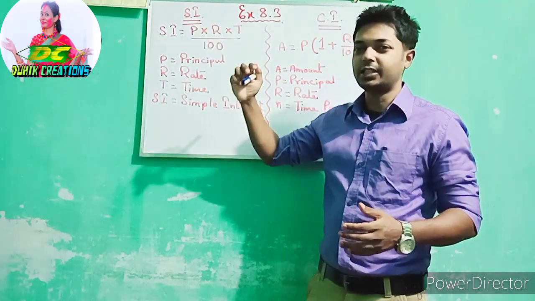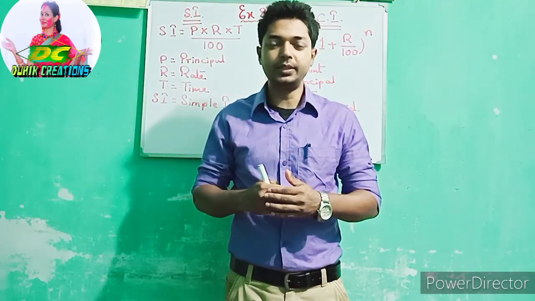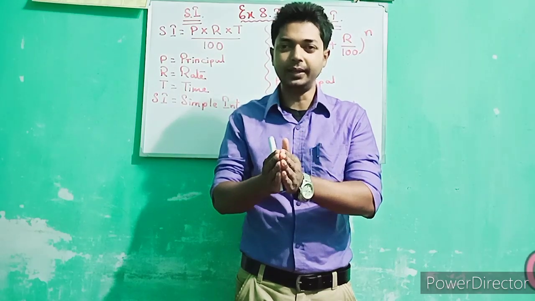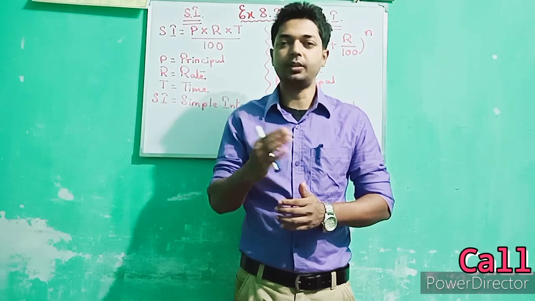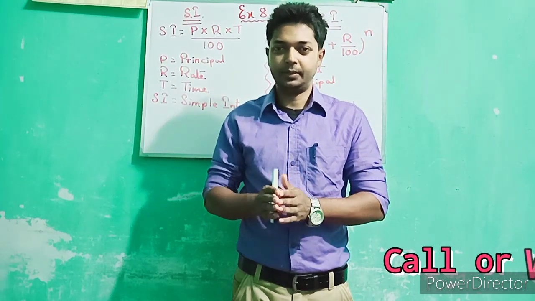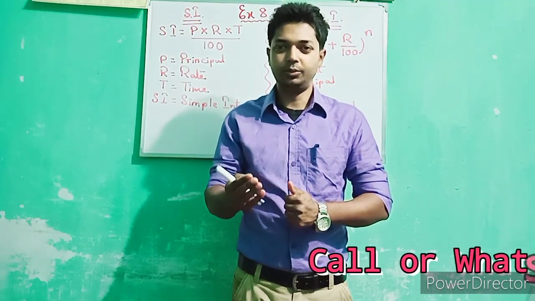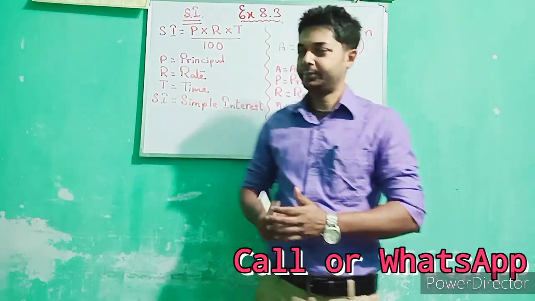So what does SI stand for? SI stands for simple interest. So how do we calculate simple interest? It is the principal, the amount which we are keeping in the bank, into the rate. Rate means the percentage of interest, and then multiplied by the time. Time is the duration for which I am keeping the amount in the bank to get the interest. Okay, the entire thing is divided by 100.